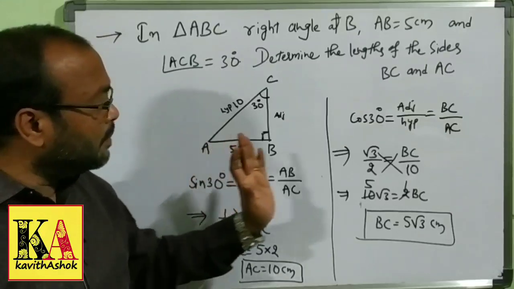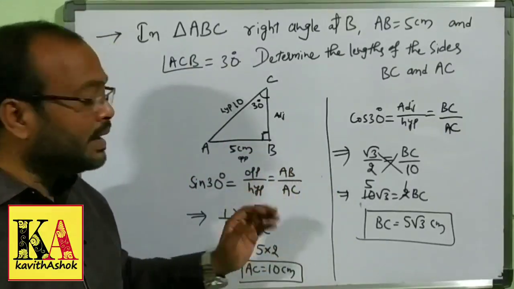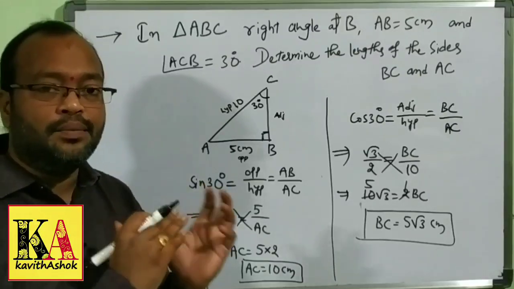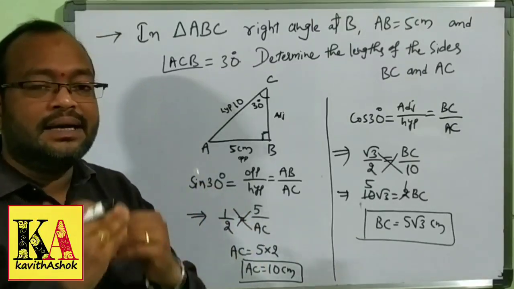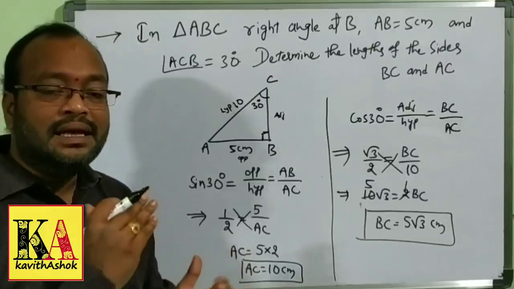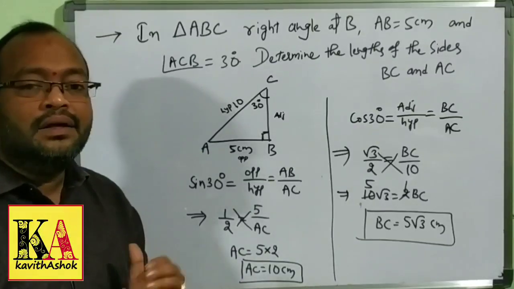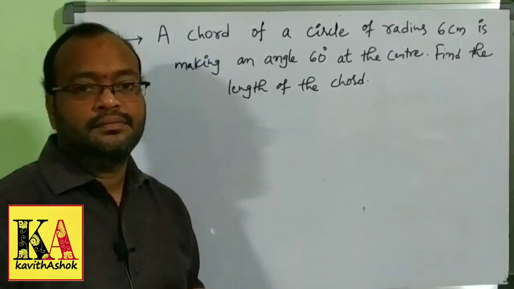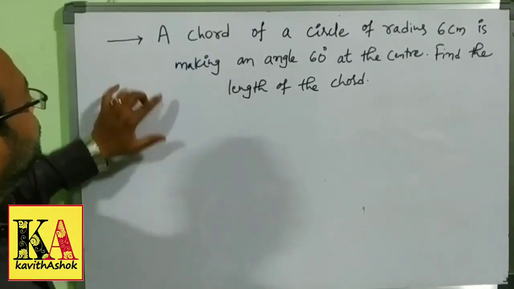So whenever the problem is given, we have to apply the sine form, cos form and tan form. Sine in the sense opposite side by hypotenuse. Cos in the sense adjacent side by hypotenuse. Tan in the sense opposite side by adjacent side. By using these forms, we can easily calculate the measurements. Right. One more important problem.